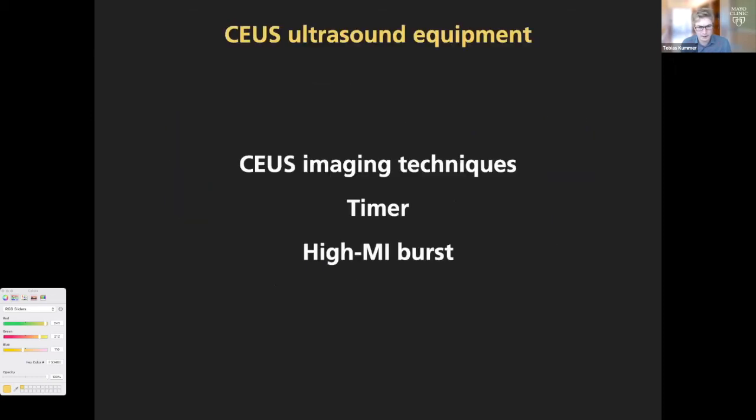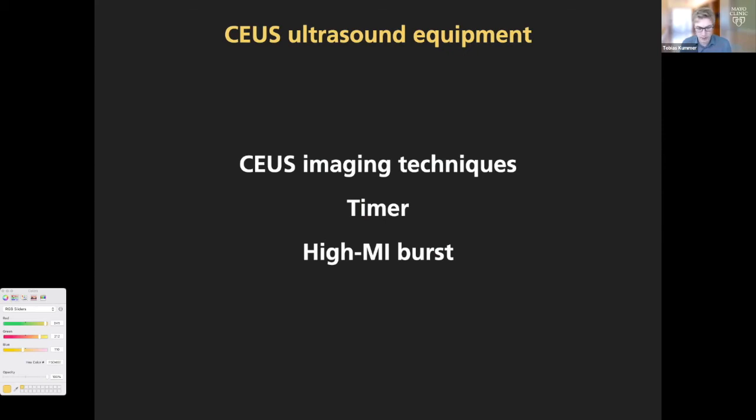As I said, you have these specific imaging techniques. Typically, the machine has a button for a timer, which is helpful to estimate how much contrast you have left. Usually, good imaging time is 3 minutes. You still have bubbles at 5 minutes, but then it goes down in terms of detecting injuries.